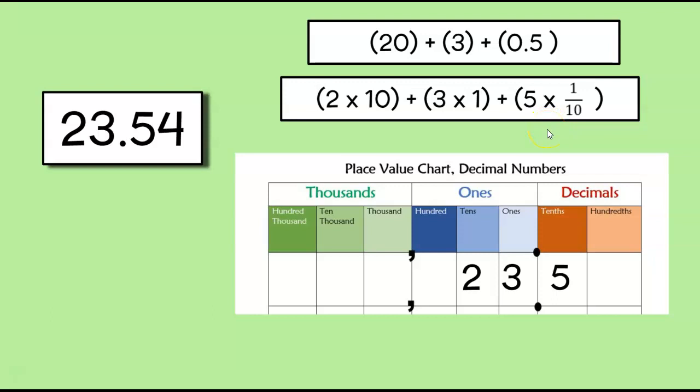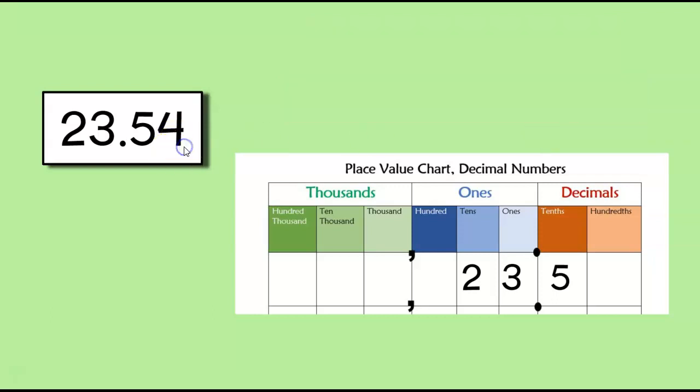So 5 tenths, or 5 dimes. And then we have this 4, okay? It's in the hundredths place. And it represents what? Right? We talked about it, pennies. Good job. Okay, so 4 hundredths.